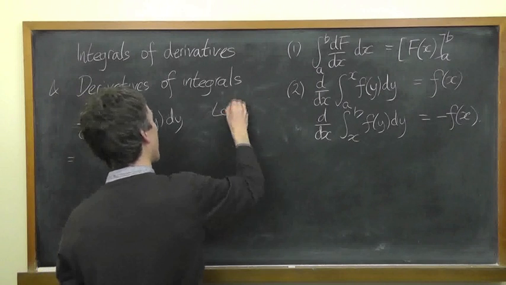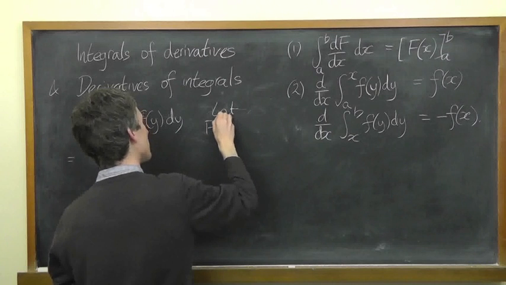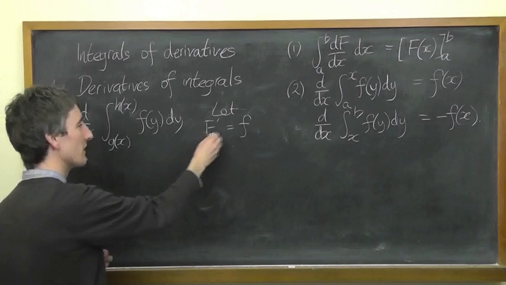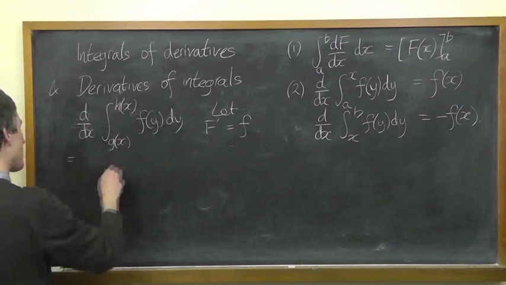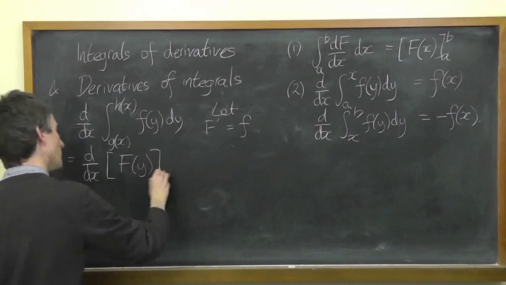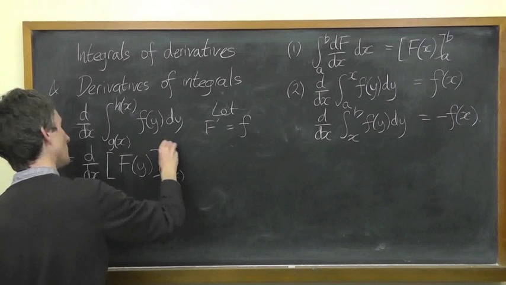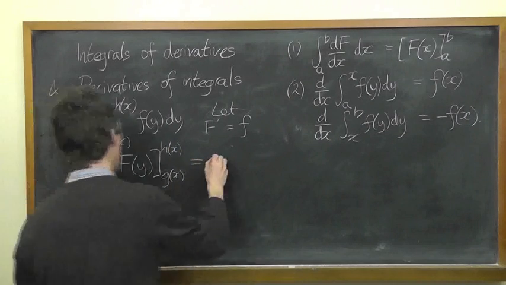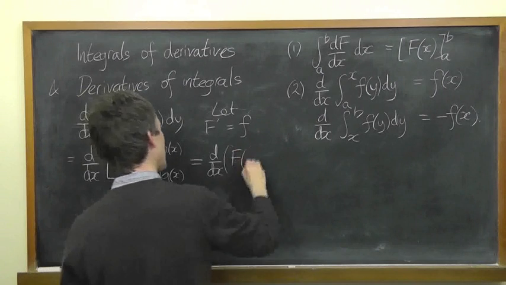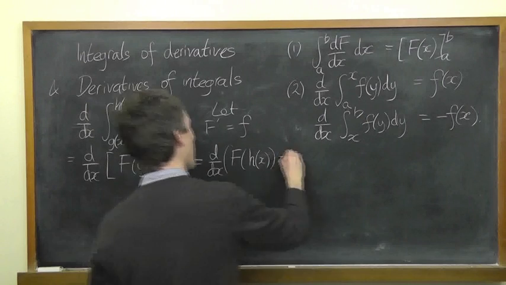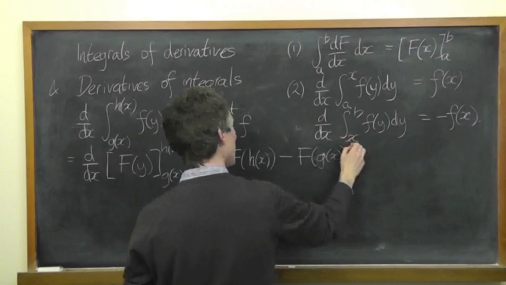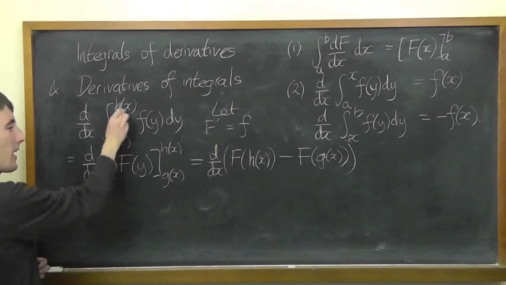So if we let F prime equal little f, so capital F is the indefinite integral of little f, then we can evaluate this integral like so. I can write out those two terms, and we've got F, the antiderivative of f, evaluated at h of x, minus F evaluated at g of x, where these are the functions in our lower limit and upper limit.